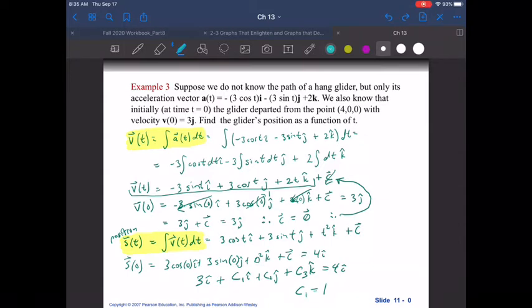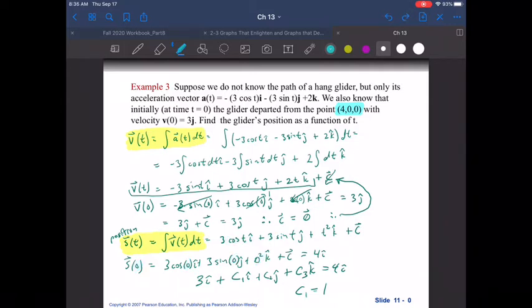We then have to just go back through and actually figure out what that constant vector is. To do that, we take this initial condition that was given to us up here, that the initial position is 4, 0, 0, and so I plug that in. So at time t equals 0, that's the initial position, I plug in 0 for everything in my position function. Plug in t equals 0 for all of it.